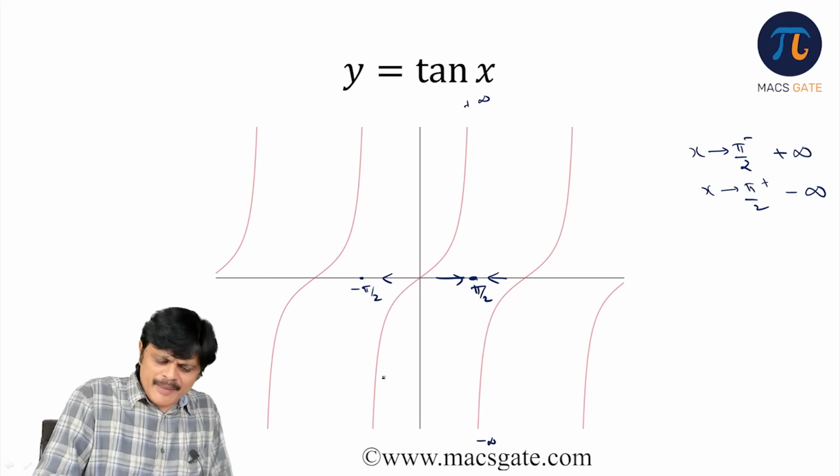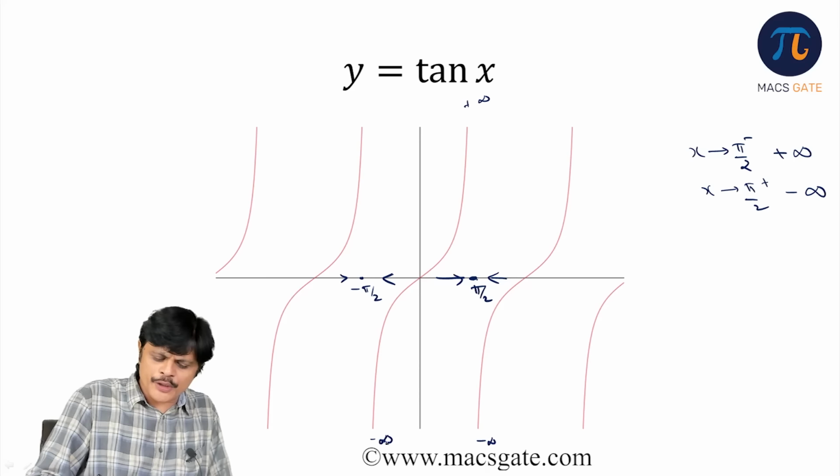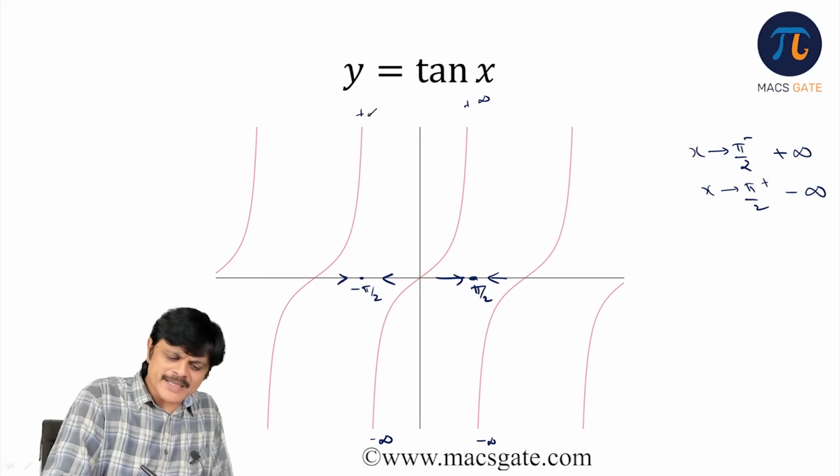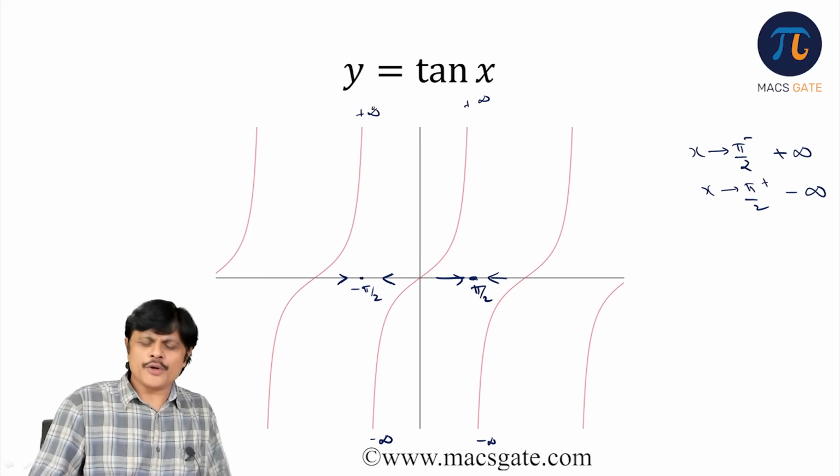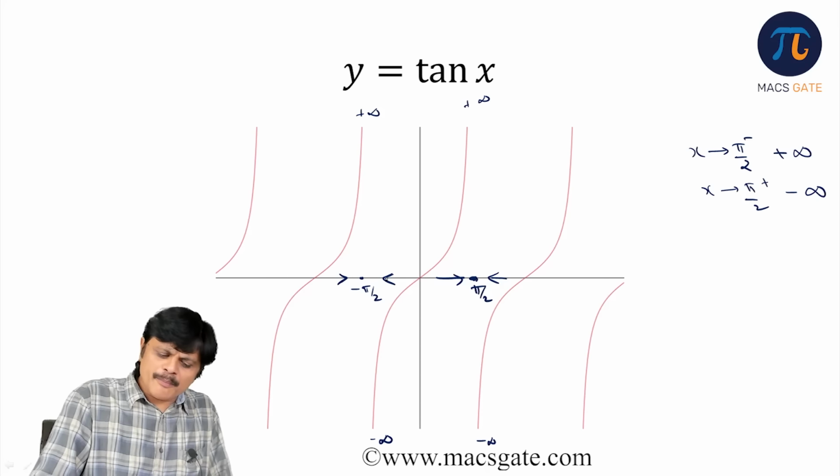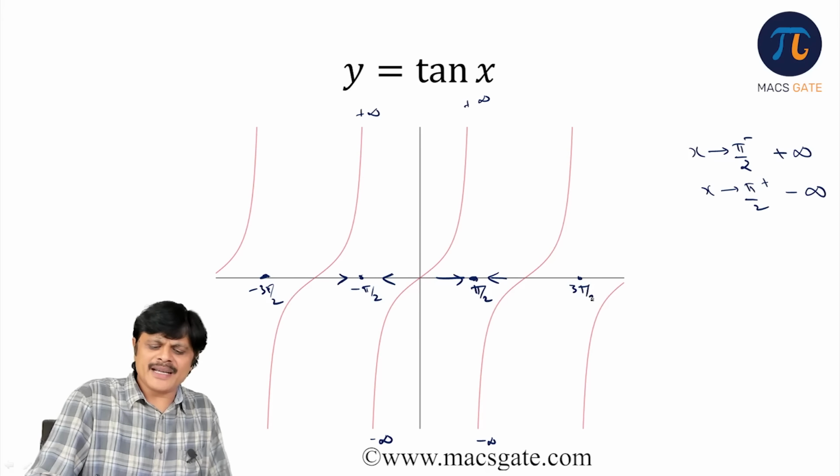From the left side when you are approaching, you are going to minus infinity. From the right side when you are approaching, you are going to minus infinity. From the left side when you are approaching, you are going to plus infinity. So at pi by 2, minus pi by 2, 3 pi by 2, minus 3 pi by 2. So this is the story about the tan function.